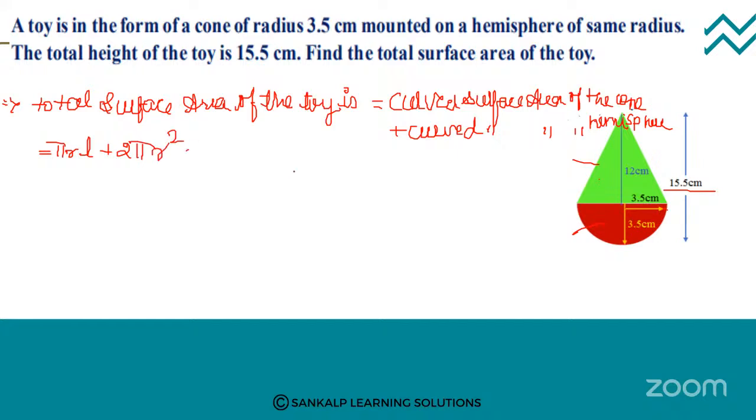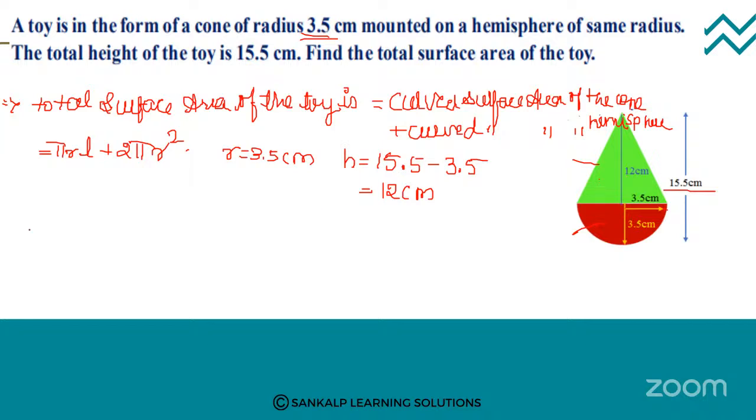Now, what is the value of R here? R is radius, that is 3.5 centimeter they have given. So R is 3.5 centimeter. Then total height of the toy is 15.5. But height of the cone can be determined by total height 15.5 minus radius 3.5. So 15.5 minus 3.5 is 12 centimeters. So this is the value of H, height of the cone, right?